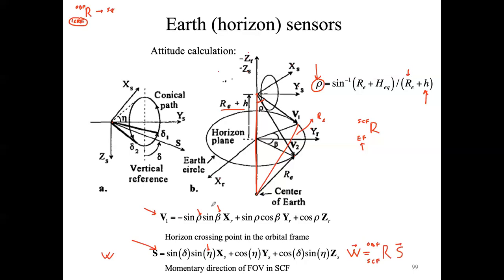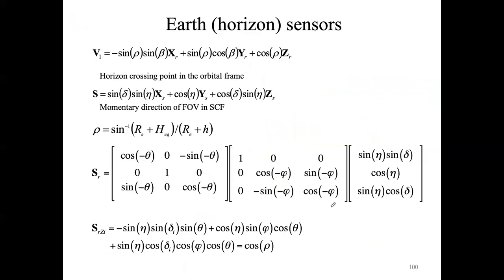And if you know the altitude, you're able to fully determine this parameter rho. So the only unknown in this versor, in this unit vector expression, remains beta.